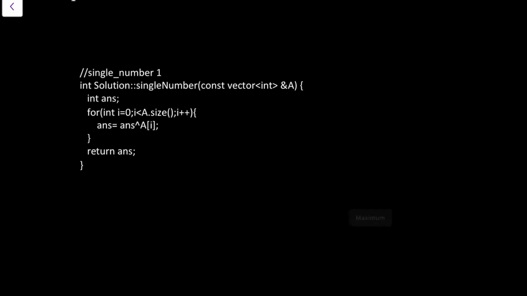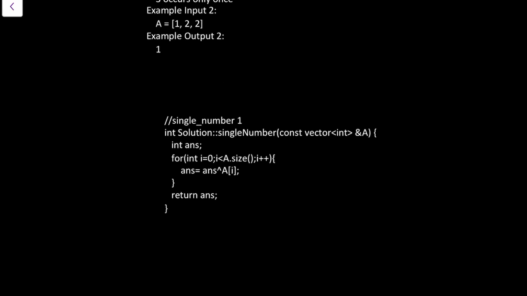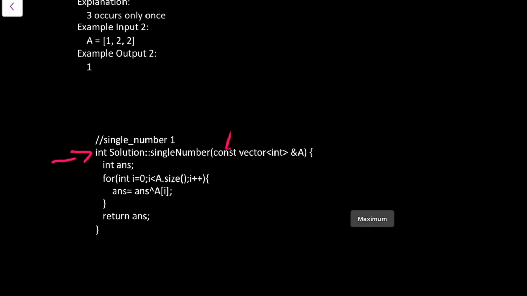So let's see the simple one-liner solution to this. This is the function that we had to fill up. This was the argument given, a constant vector named A. If we initialize answer equal to 0, and then we pass a for loop, and then we XOR answer with each and every element of the array of the vector. Okay, and then we return the answer.